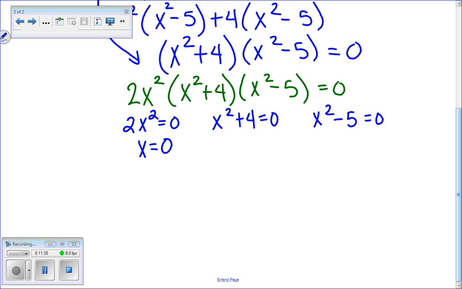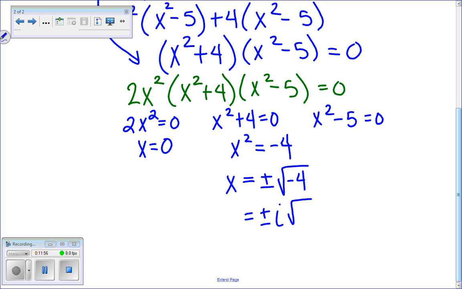Okay, after that, subtract 4. Take the square root. Remember, when you take the square root across an equation, you get plus or minus. Okay, I'm taking the square root of negative 4, which means I should have an i value.